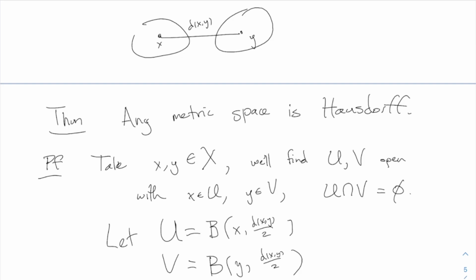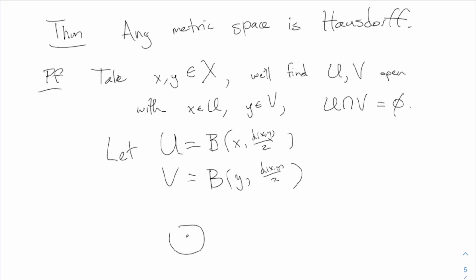Yeah, so on the picture actually, the true picture that I made is more like this, where the two balls are actually just barely touching, but that's the total distance over 2 is what each of those radii are. Now, is it clear that all of this business is true? So it's definitely clear from the definitions that X is in U and Y is in V. That's because these are balls around X and Y. So just to make sure it all works, X is in U and Y is in V.